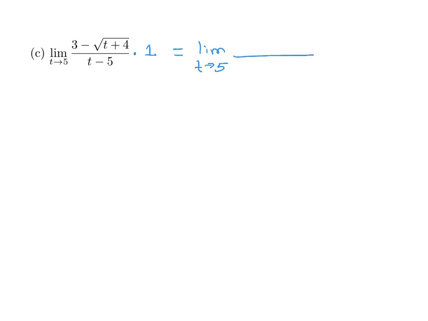I'm going to take this expression, so it's 3 minus the square root of t plus 4 divided by t minus 5. Instead of writing it as 1, I'm going to set this up as a giant fraction. And I'm going to take this minus sign and make it a plus sign, and write that entire thing right here. That is 3 plus the square root of t plus 4. When you multiply these two numerators together, it'll simplify nicely by canceling the square roots. Now, if you want this fraction to really be equal to 1, you have to divide by the same thing that is in the numerator, so I'll divide by 3 plus the square root of t plus 4 as well.